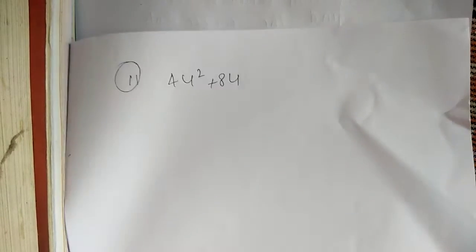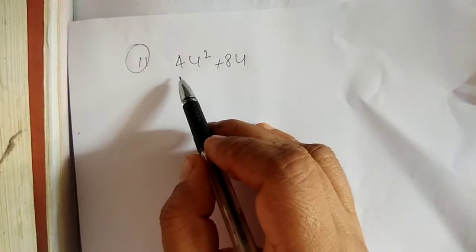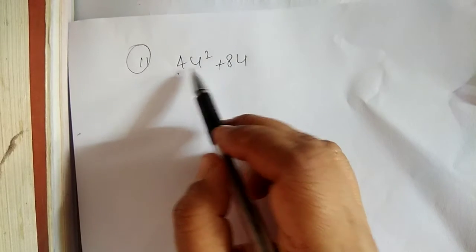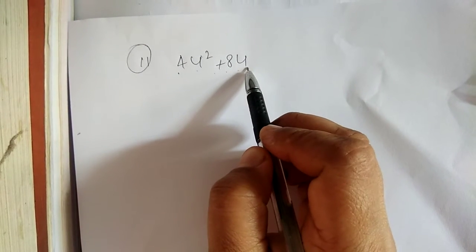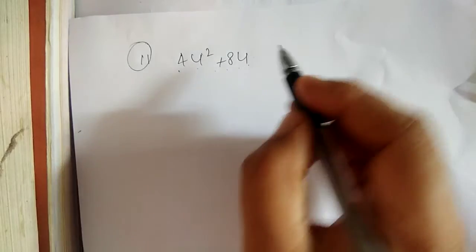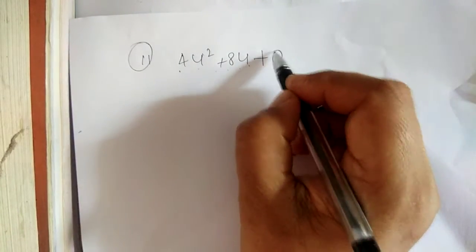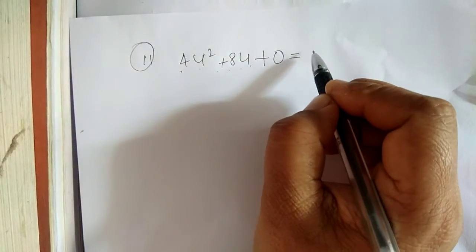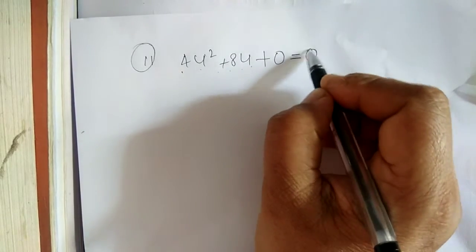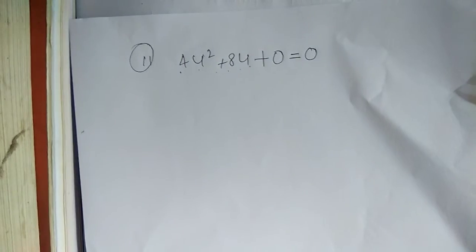Let us solve one more problem for better understanding. Here we see that the quadratic polynomial given is 4u square plus 8u. Then the third term is missing, so we can write the constant term as 0 and turn it into an equation by putting it equal to 0, so that we can find the roots of the polynomial.